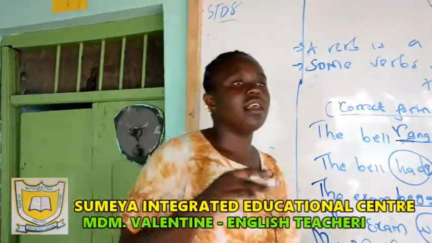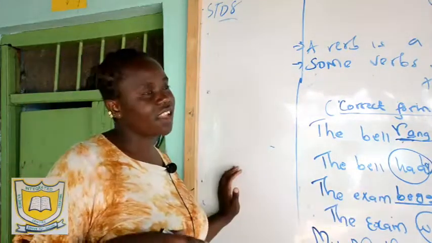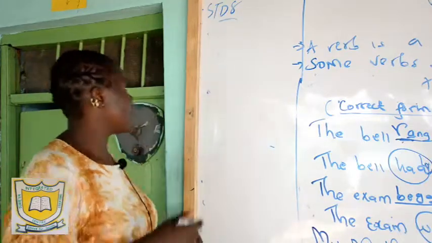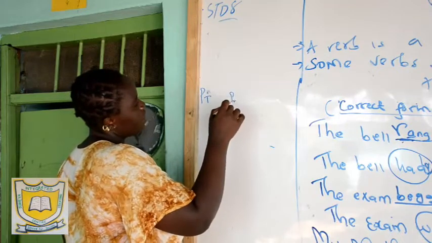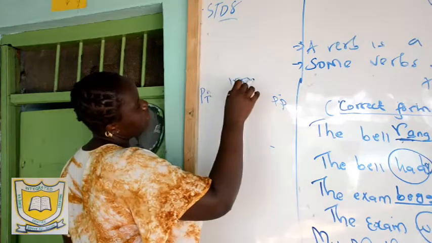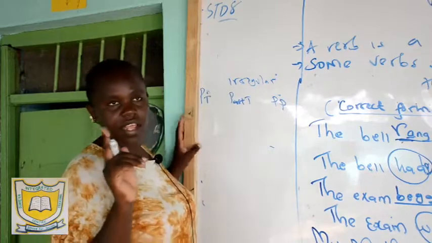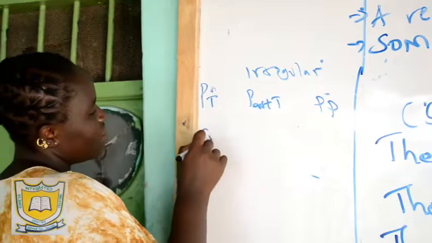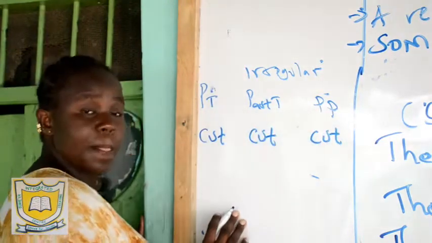Now look at this. We are going to talk of those irregular verbs that do not change from their present tense to their past tense, and then to their past participle. These are irregular verbs that do not change. So for example, number one, an irregular verb that does not change, and most people make mistakes when it comes to this. It is cut, past tense is cut, past participle is cut.